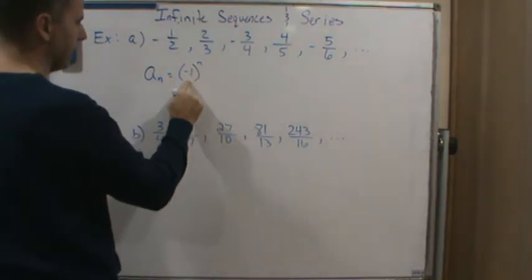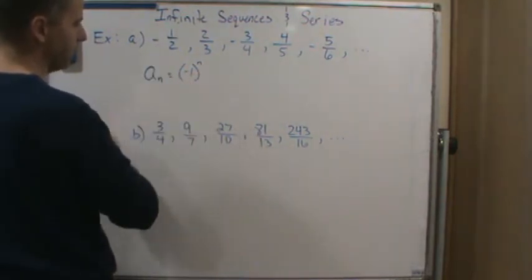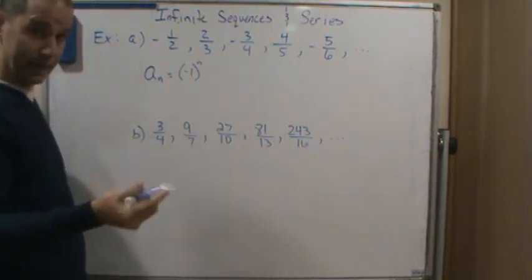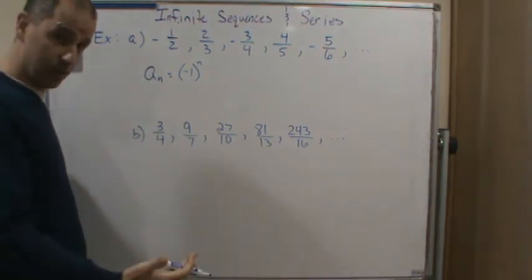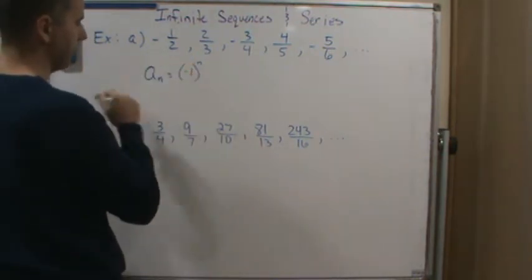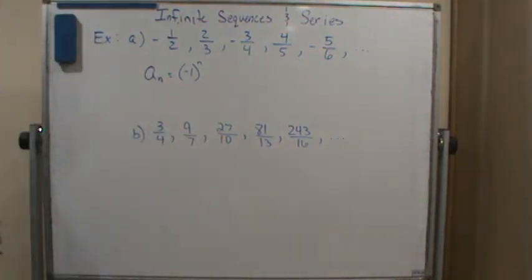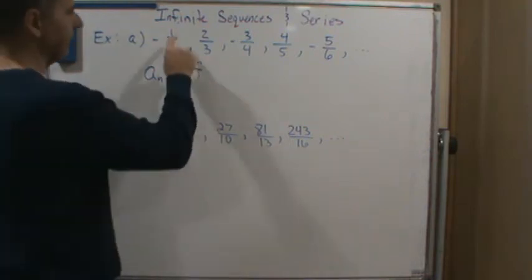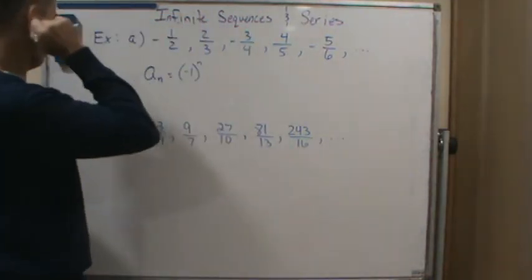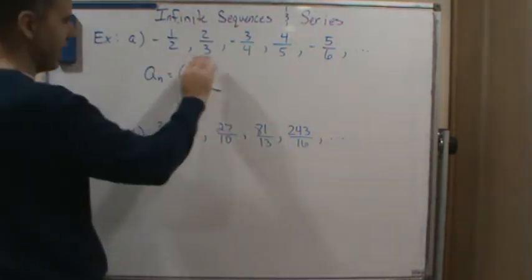So if n is 1, it's negative. If n is 2, it's positive. So if n is odd, it's negative. If n is even, it's positive. Okay, so that'll correspond to the even and odd terms. Okay, now next, look at the numerators here and look at the denominators.